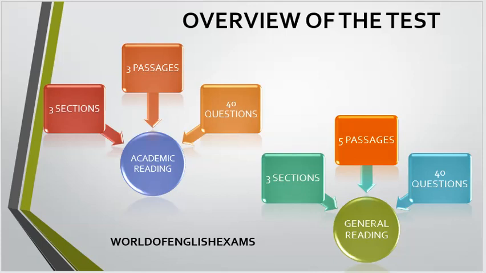So you know that if you are an academic test taker, you need to read 3 sections, you need to read 3 passages and answer 40 questions. If you are taking the general training test, you need to read 3 sections and read 5 passages and answer 40 questions. And the total time for both types of modules is 1 hour, 60 minutes.